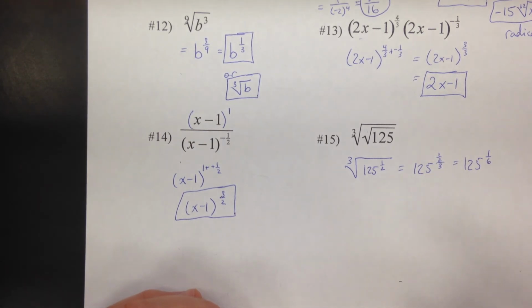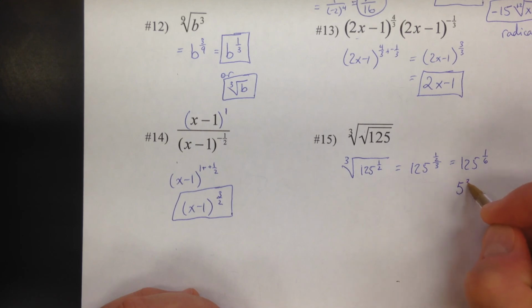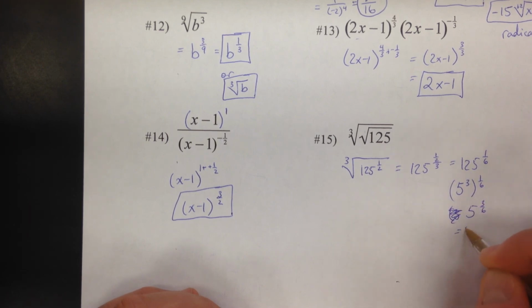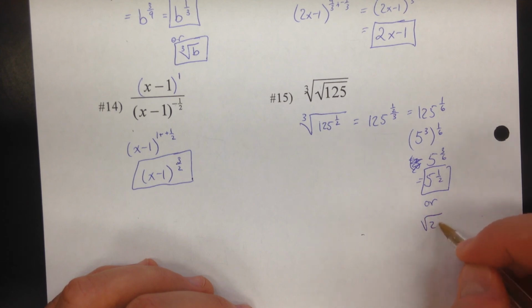Now one thing that you might recognize though is that 125 is really 5 to the 3rd. So 125 is 5 cubed to the 1/6. When you raise a power to a power, you multiply those, you get 5 to the 3/6, which is 5 to the 1/2, and that's a good answer. Or you could write that as the square root of 25.